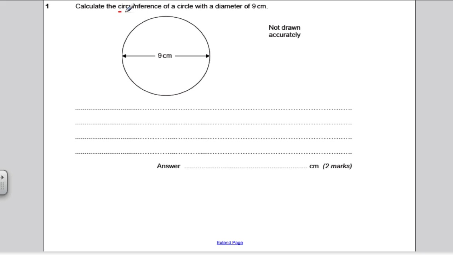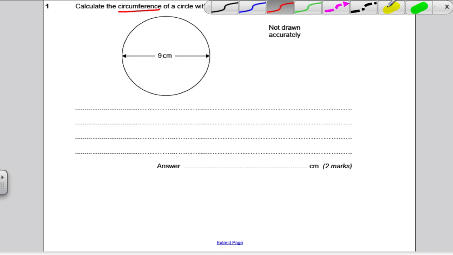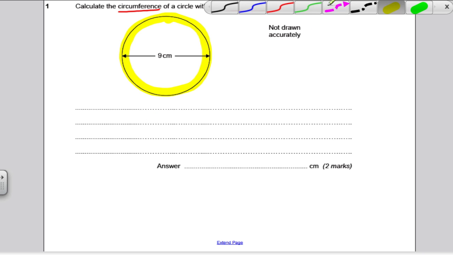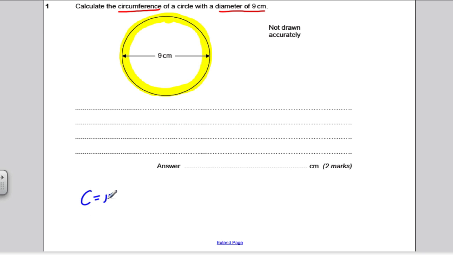Calculate the circumference of a circle with diameter 9 centimeters. The circumference, remember, is the distance around the outside of a circle, or its perimeter. Now, you need to know this. The circumference is given by the formula pi times diameter, or if you're given the radius, 2 pi r. The other formula you need to know, out of interest, not relevant to this question, is the area of a circle, which is pi r squared.